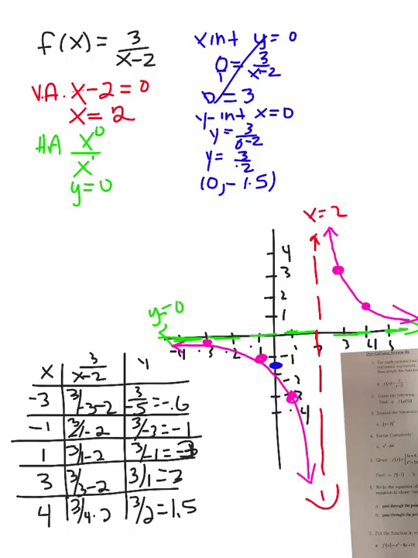Okay, so let's take a look at the next one. Letter B is f of x equal to x squared plus 2x over x squared minus 4. I noticed right away that I can factor this. I'm going to factor the GCF in the numerator, which is x times x plus 2. And the denominator factors as x plus 2 and x minus 2.